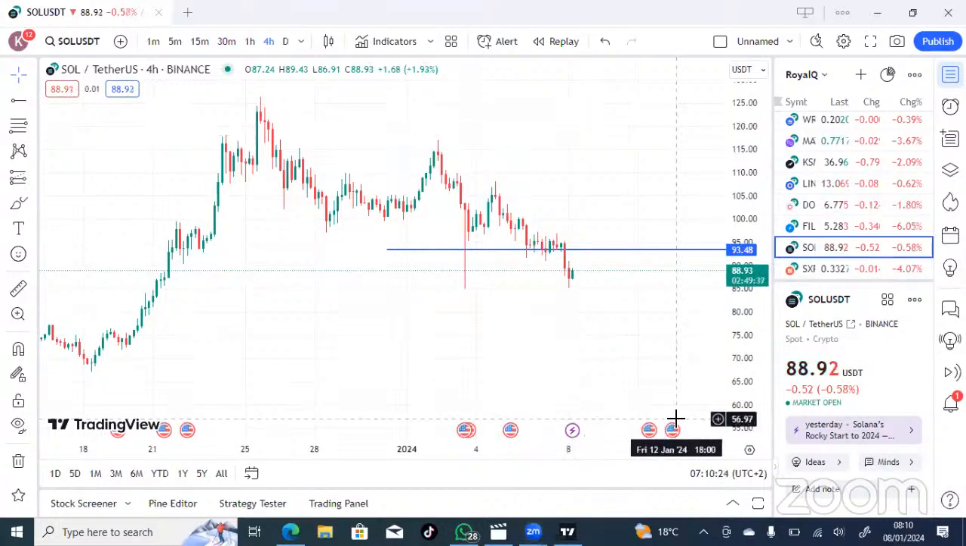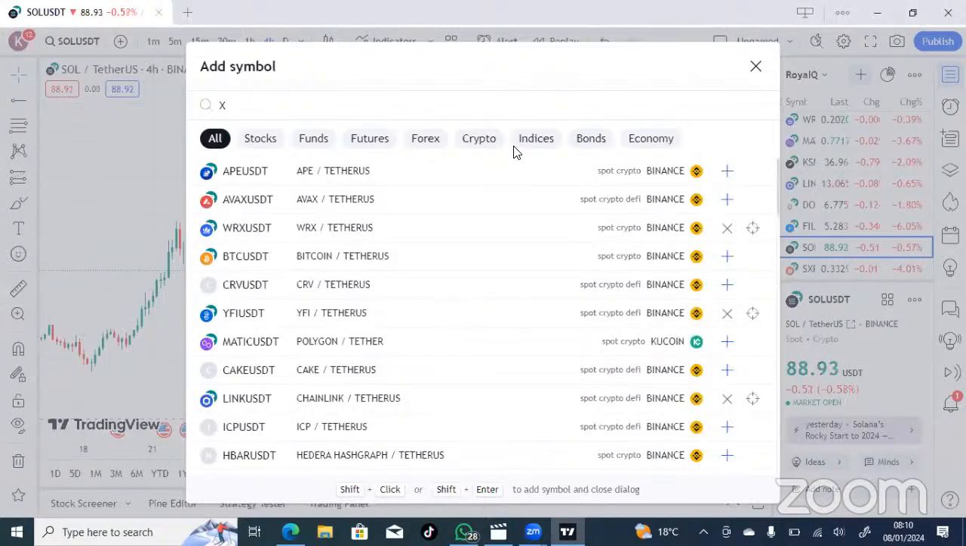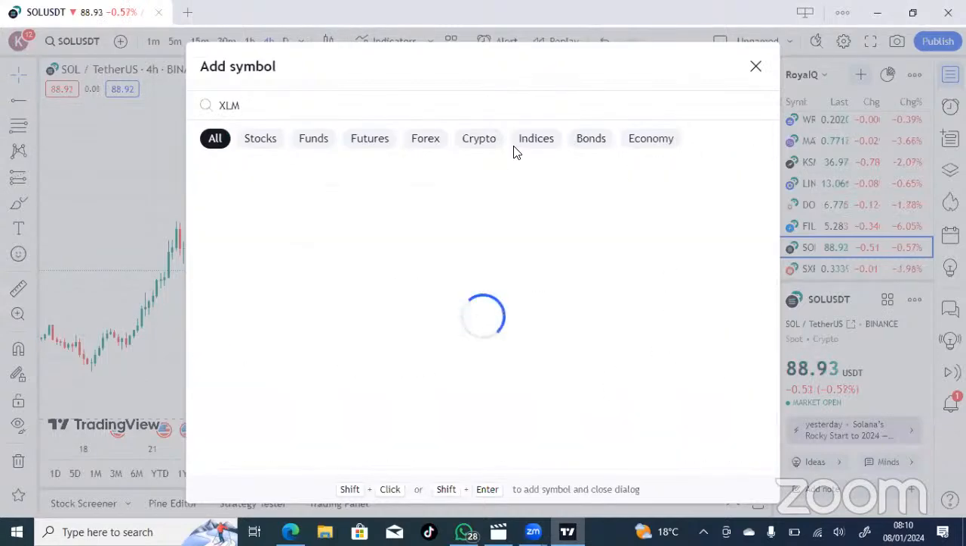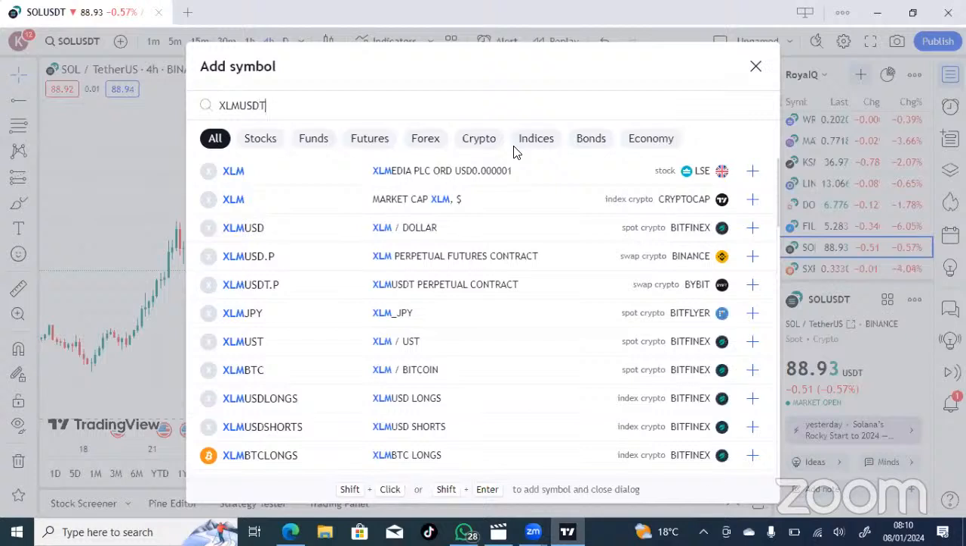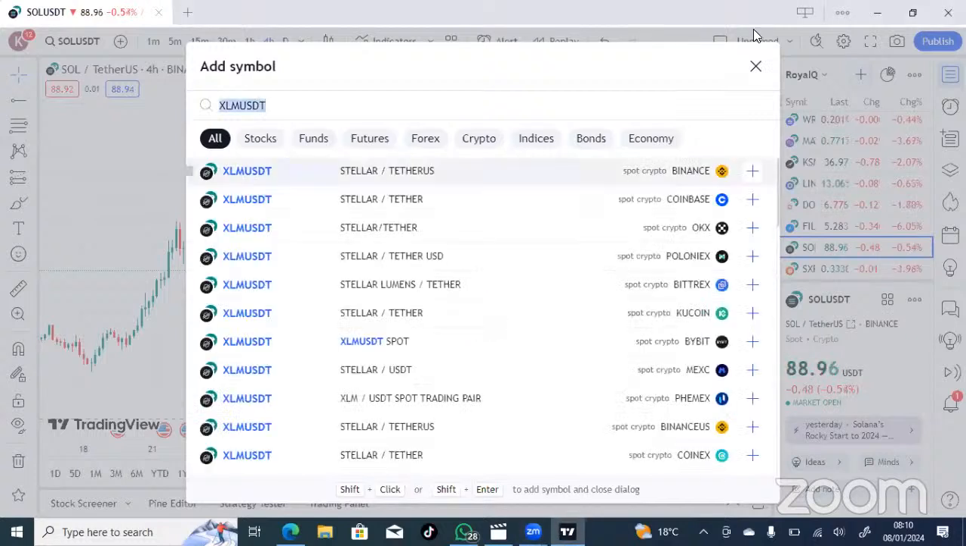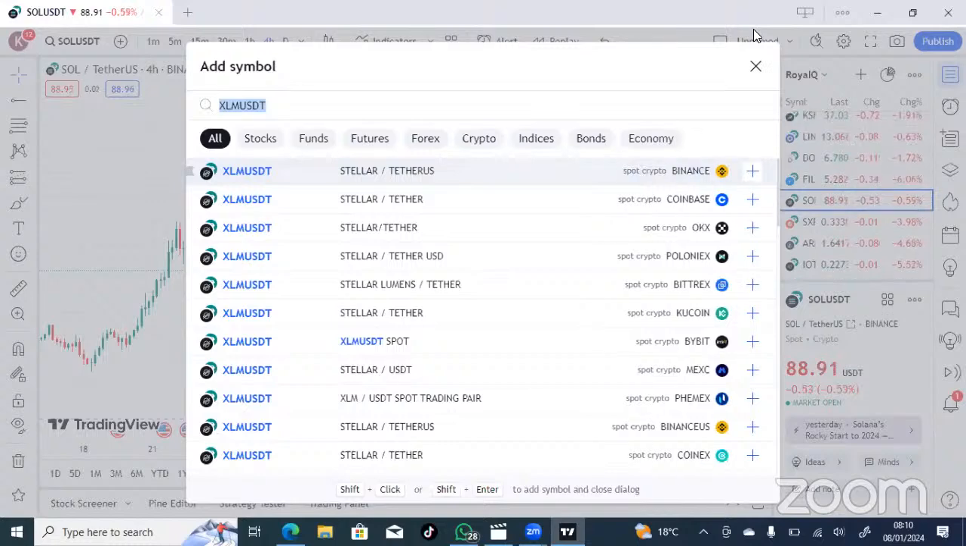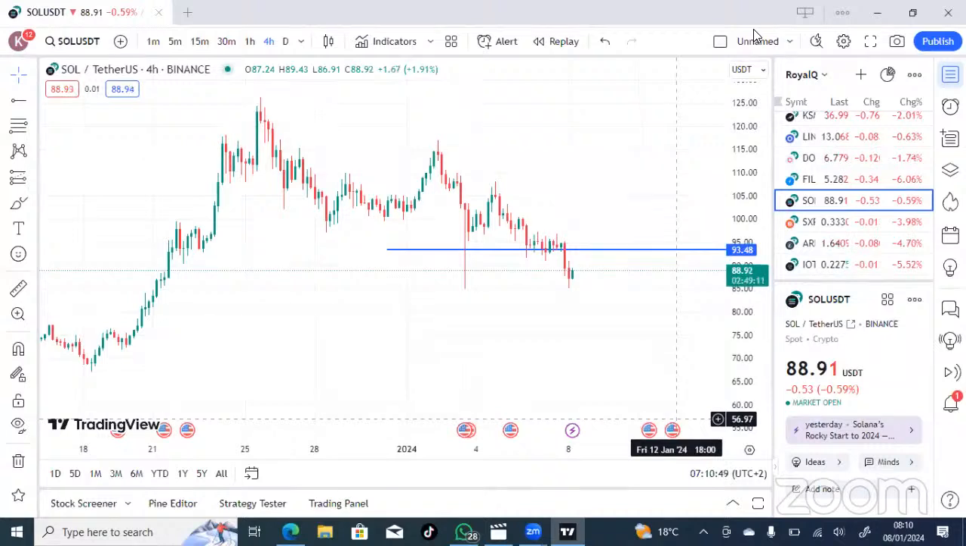Okay, so just a minute. Let me take you to a sample space of the coin we are trading today, because I believe you have already received your signal of Stellar. The coin we are trading today is called Stellar.